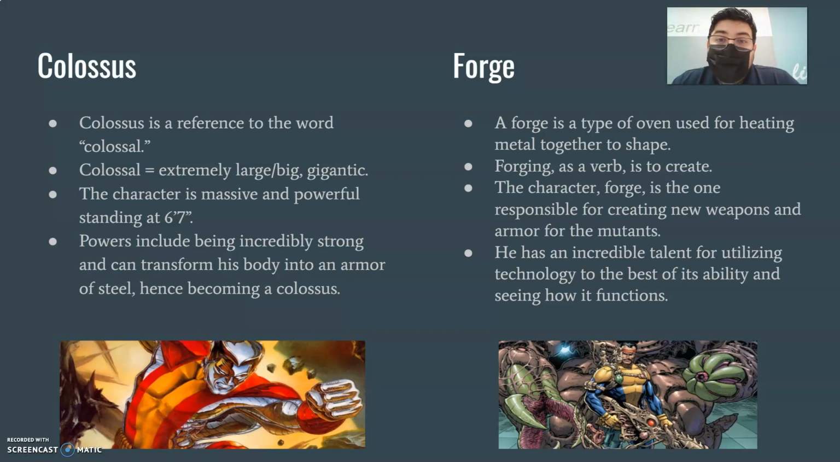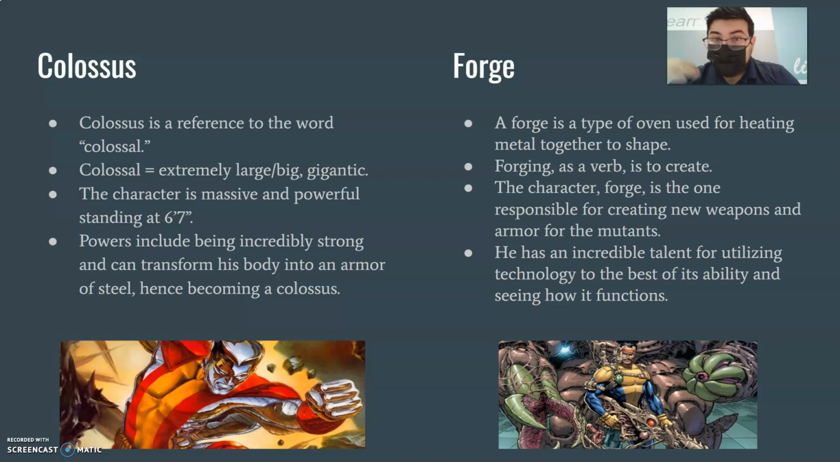Next up, we have Forge. A forge is a type of oven used for heating metal to shape it. You're forging two elements together. Forge means to create as one. So with these two elements, you can put them together and you're forging a new weapon or forging a new object. It's primarily used to talk about weapons or armor or tools.